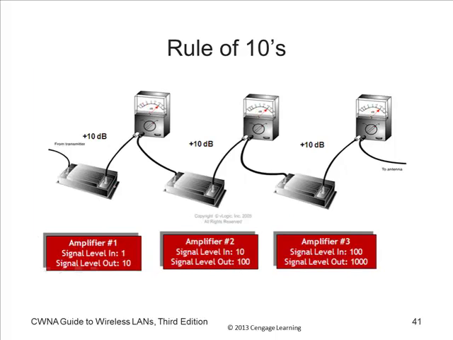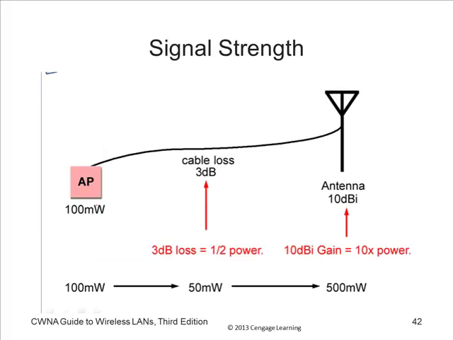The rule of 10s is the same thing, except instead of using 3, we'll use 10 dB. These, again, are not exact measures, but they're close enough to do the calculation for the requirements that you have. As they say, close enough for government work, close enough to be able to answer questions on their tests.